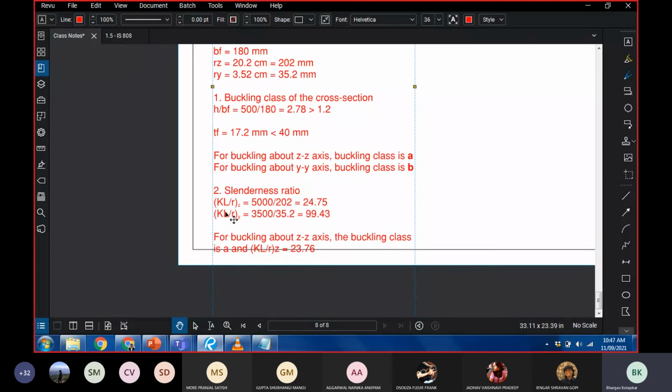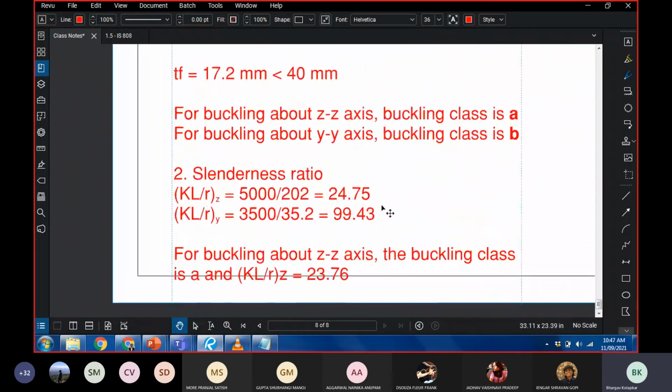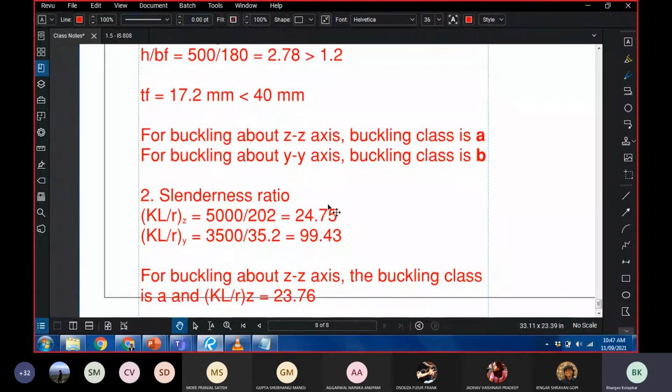Okay. So now the question is, we have two values of slenderness ratios. In order to find out fcd, which slenderness ratio should we consider? Or do you want to consider both slenderness ratios, find out two values of fcd, and then use the lower value to find out the design action load?